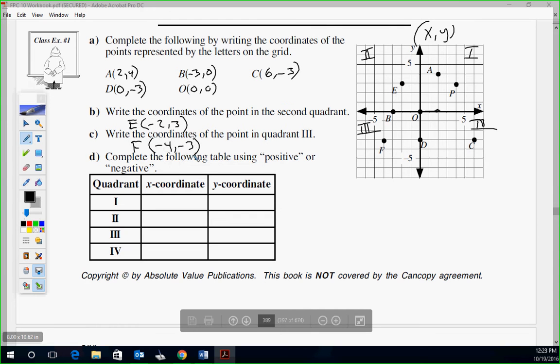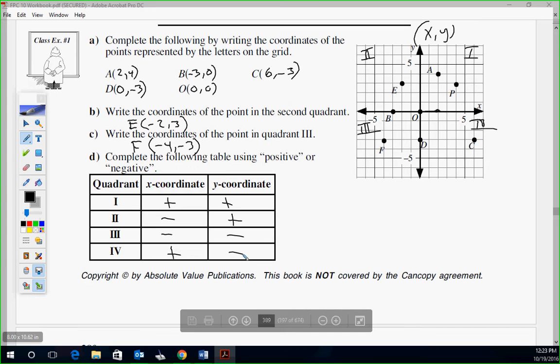Complete the following table using your positive, negative sign. In quadrant 1, I said we start in quadrant 1 because they're both what? Positive. Quadrant 2, what switches to negative? X. Good, we moved left. Left means negative, we're still up. So if I move left, I'm -X, but I'm still up, so I'm positive Y. Quadrant 3 is negative and negative. It's left and down. Quadrant 4, I go positive right for X, but I'm still down. So there's your signs for each quadrant.